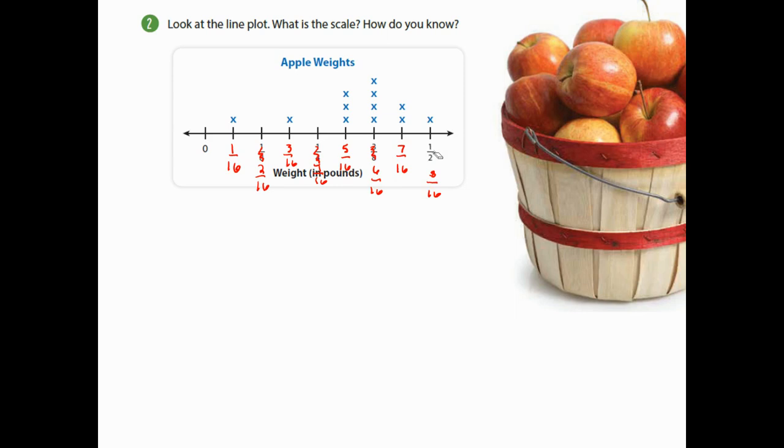I want to show you guys this. So understand, guys, I'm not changing the fraction. 1/2 and 8/16 are equivalent fractions. So I'm not changing anything. I'm just making them all have the same denominator because it makes it easier for me to add and subtract. So that's all we have to do here: we just had to figure out that the scale is going by 16ths. So your answer should be 16ths, or going by 1/16.